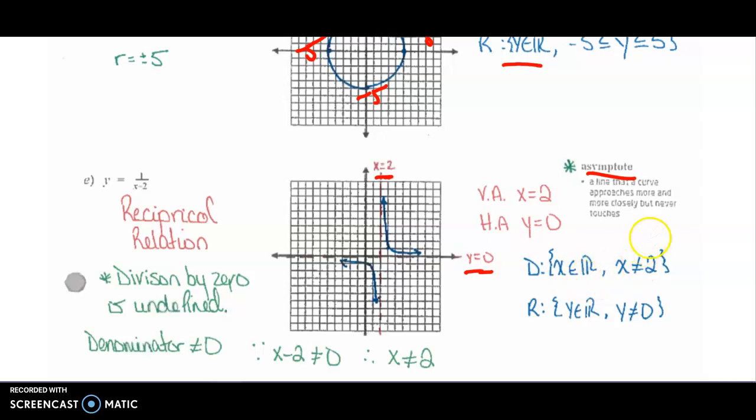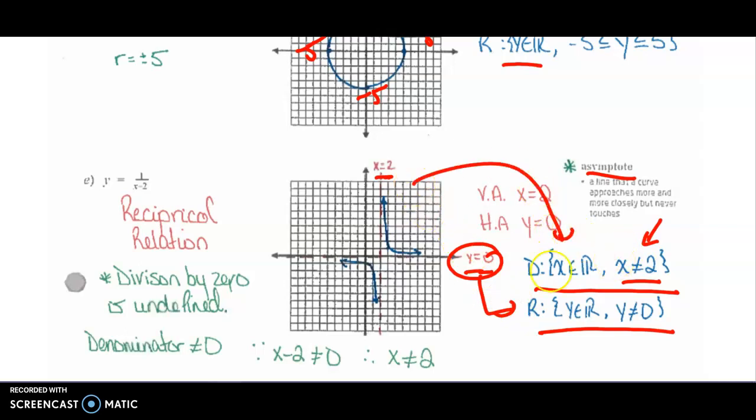When you deal with this, I said we use the positive, but in this case we're talking about what it can't be. So when you have an asymptote, you say what it can't be. So x is anything but 2, and y is anything but 0. So the domain is x is a real number, but x can't be 2. And the range is y is a real number, and y cannot be 0. So that goes with that, and that goes with that. And that's how you write those.